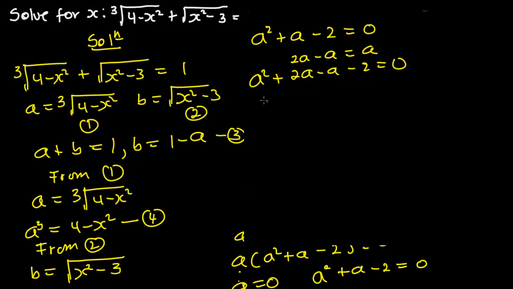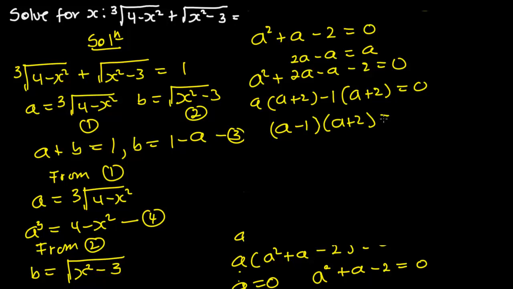And so you are going to have a out, leaving a plus 2. And then from the second two terms, we can factorize negative 1 out. So negative 1 out, leaving a plus 2 is equal to 0. And so from here, we are going to have a minus 1 multiplying a plus 2 is equal to 0. So again, we have two factors.